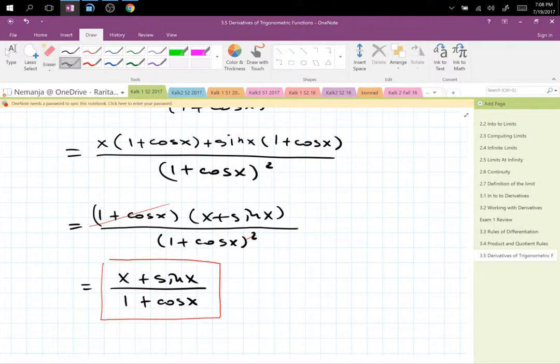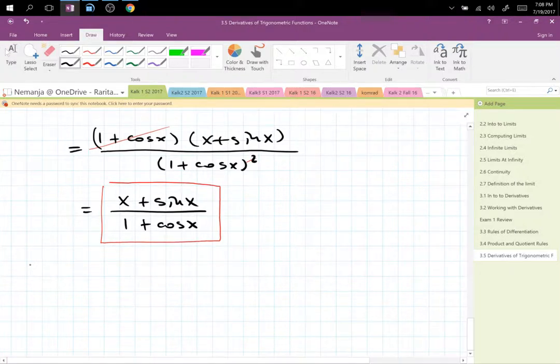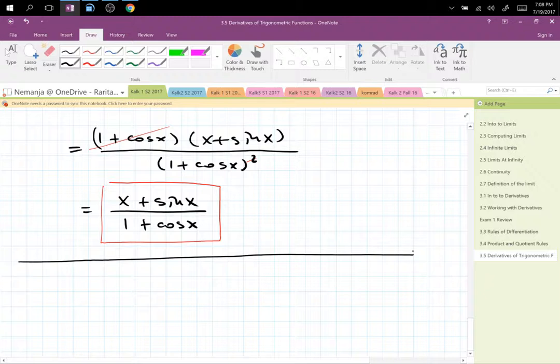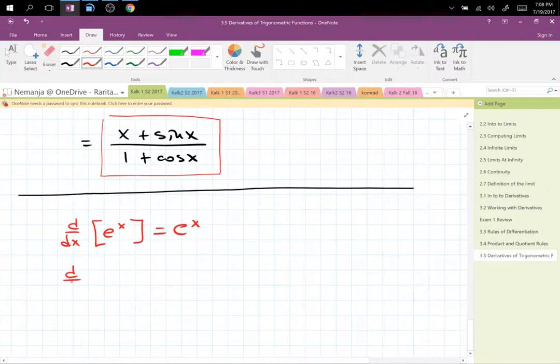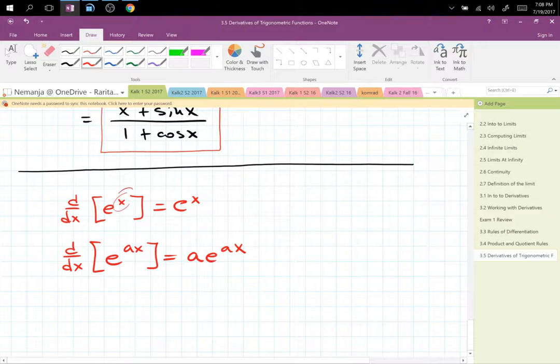Yep. The last thing that I want to say in this section, these poor souls left so they will never know, is, you remember how we covered the formula for e to the x when we said that the derivative of e to the x is e to the x? I also gave you that other formula for e to the ax, where you get a e to the ax. So the exponent always gets copied the way it is.